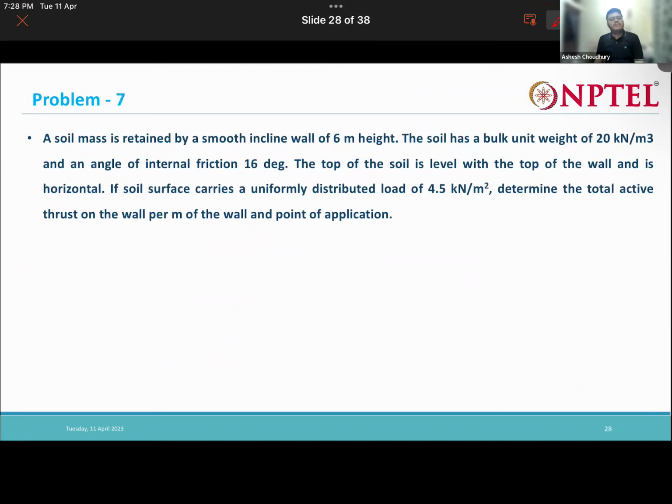Now next: a soil mass is retained by a smooth inclined wall of 6 meter height. The soil has a bulk unit weight of 20 kilonewton per meter cube and an angle of internal friction of 16 degrees. The top of the soil is level with the top of the wall and is horizontal. If the soil surface carries a uniformly distributed load of 4.5 kilonewton per meter square, determine the total active thrust on the wall per meter length.